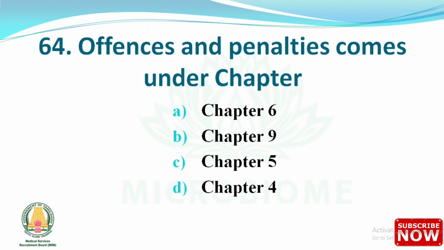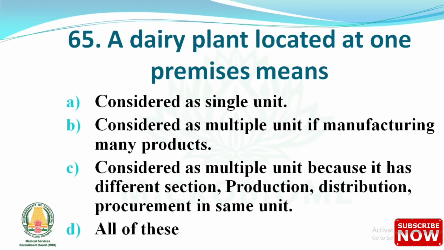And next, offenses and penalties come under which chapter? The options: chapter 6, chapter 9, chapter 5, chapter 4. The right answer, option B, chapter 9. And next, a dairy plant located at one premises means? The options: considered as single unit, considered as multiple units if manufacturing many products, considered as multiple units because it has different sections, production, distribution, procurement in same unit, all of these. The right answer, option A, considered as single unit.